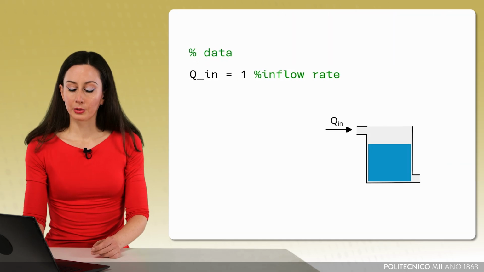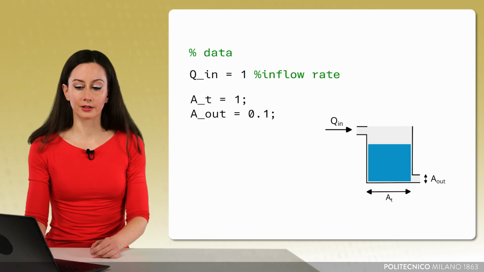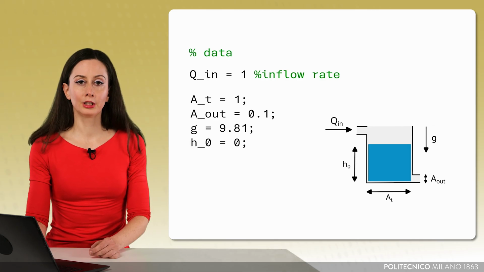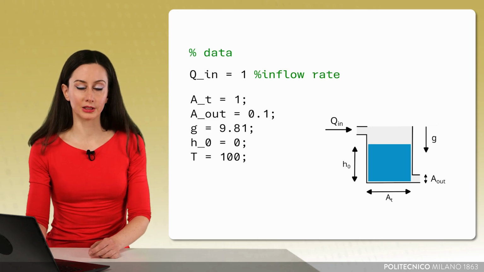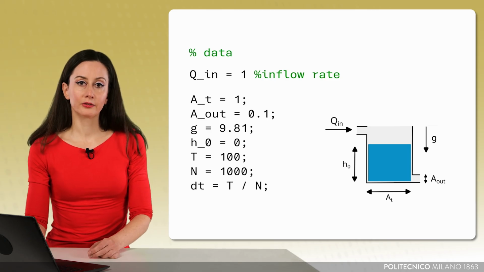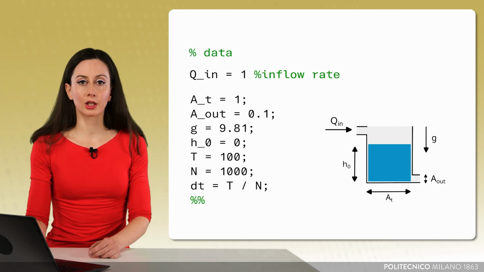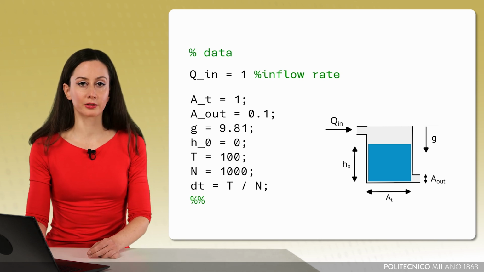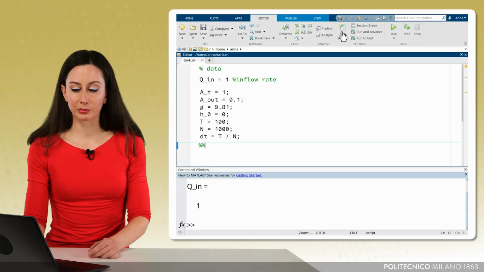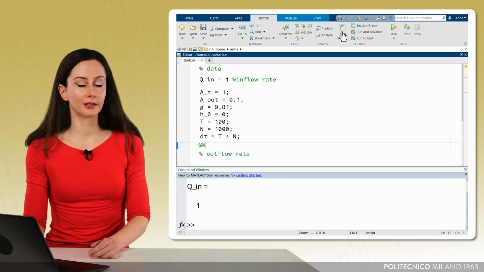And now we can continue to insert all the other data: the area of the tank, the area of the outlet, gravity, the initial water level h0, but also the total simulation time, t, the number of time steps, n, and as a consequence, the length of the time step, delta t. At the end, a double % sign will create a code section that we can run separately from the rest. So now we can run this section by clicking Run Section in the editor menu, and all the data will be set and ready to be used.